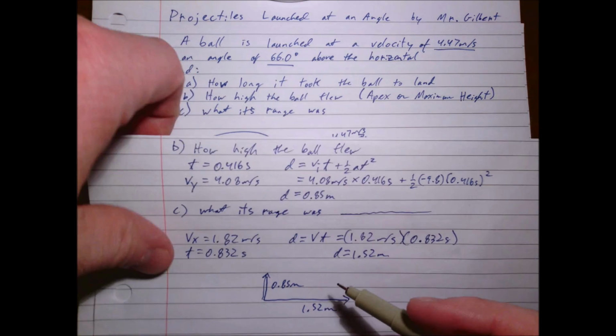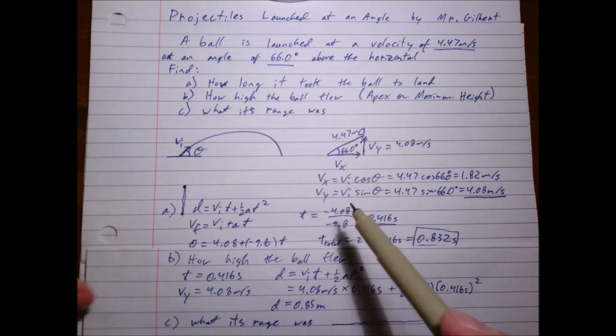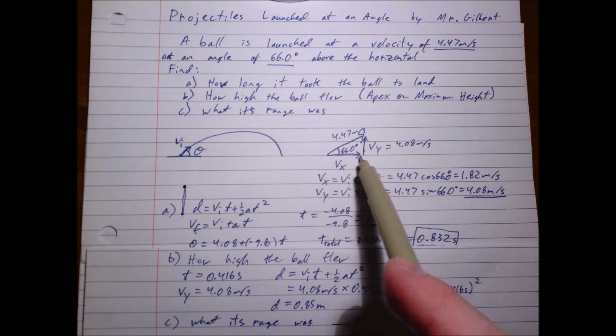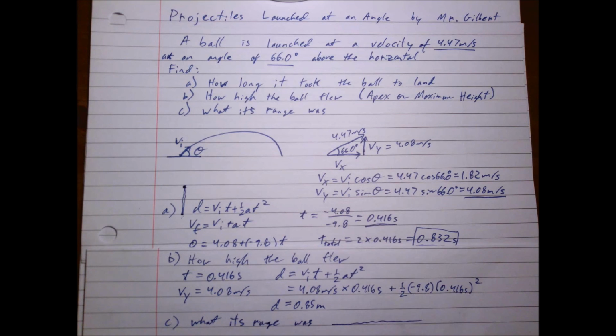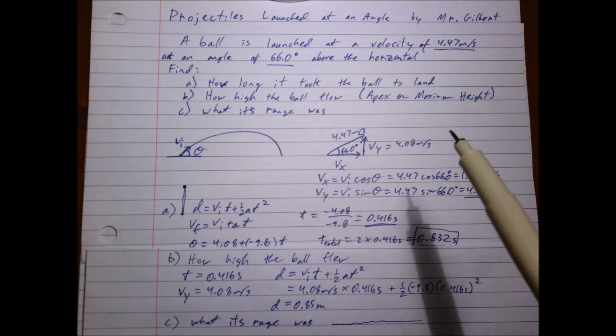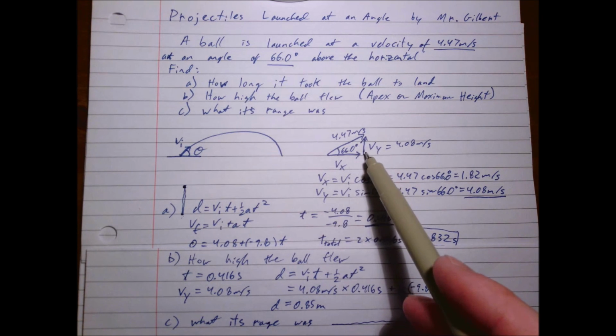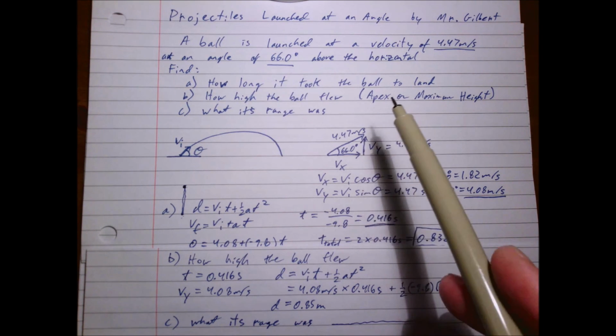So make sure that when you do these questions, you split up the vertical and the horizontal velocity, and your questions are pretty easy after that. You just have to keep in mind that you're talking about the right components of initial velocity.